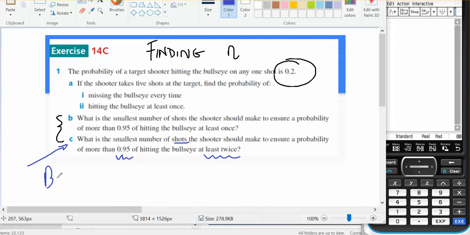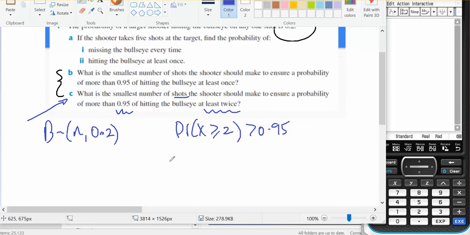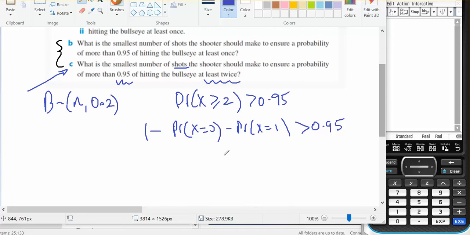So, binomial, but I don't know n, but I know the probability of success is 0.2. And I'm wanting the probability that x is bigger than or equal to 2 is bigger than 0.95, which means 1 minus the probability that x equals 0 minus the probability that x equals 1 is bigger than 0.95. So that means the probability that x equals 0 plus the probability that x equals 1 is less than 0.05.